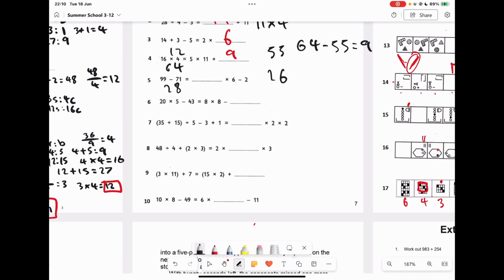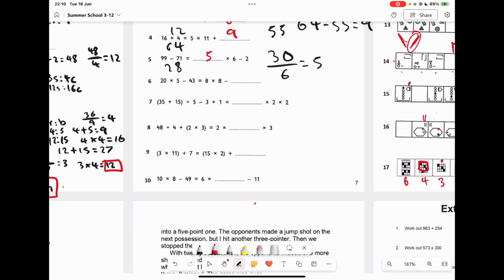Okay, so what we're looking at is the value that we have will be subtracted by 2. So what we have to do is add 2. So it'll be 30. Then something times 6 is 30. So then 30 divided by 6 is equal to 5.